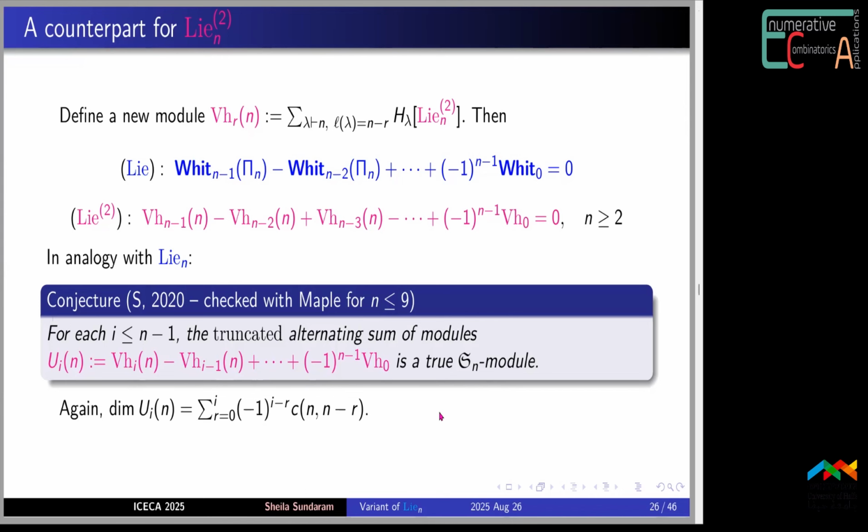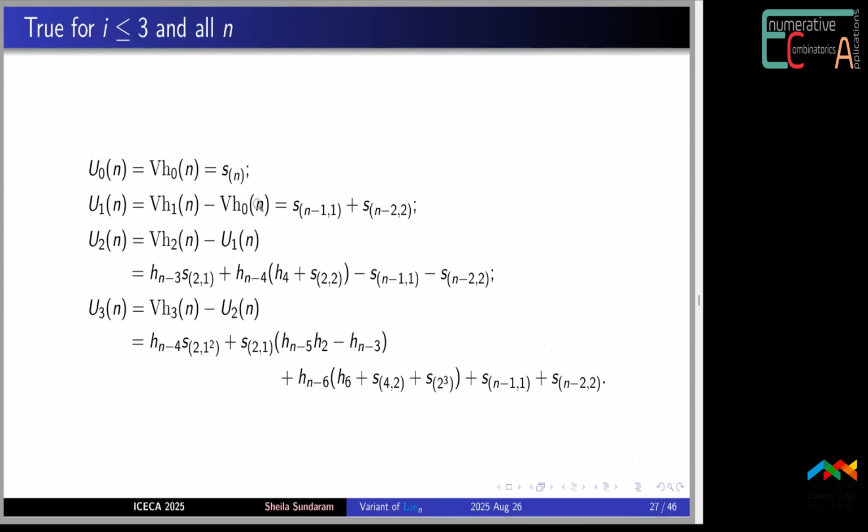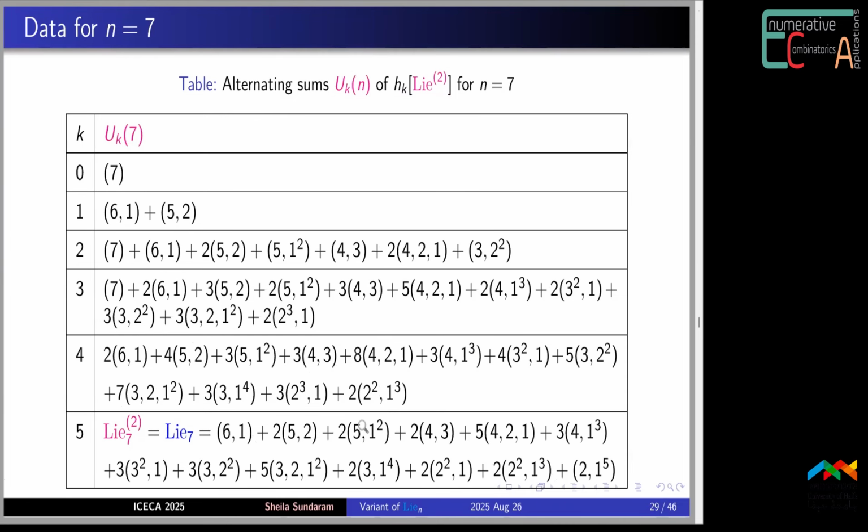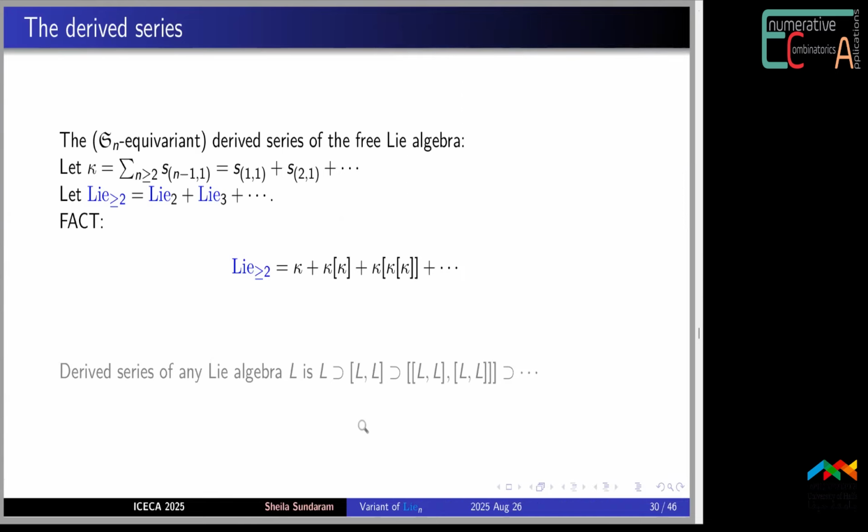I don't know what these are, but it's not hard to show, at least for r less than or equal to 3, that you're always going to get something Schur positive. And here's some data for n equals 6 for these alternating sums. You always get something Schur positive. And for n equals 7. Okay, so I don't know what the representation actually is or means, but it looks like it's true.